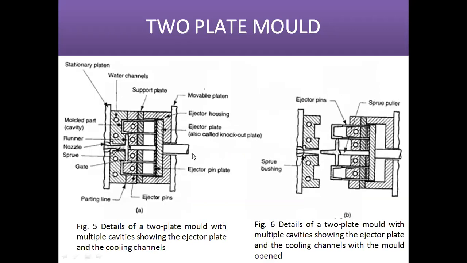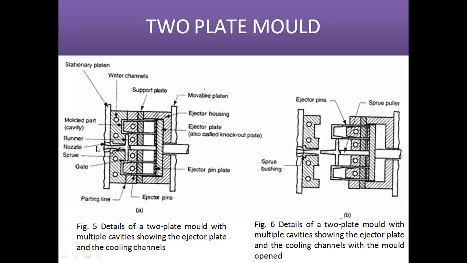In this two plate mold, you can see this is the stationary platen, this is the movable platen. Here this is the ejector housing, this is the ejector plate, this one is the ejector pin plate, and these are called ejector pins. All these four are called ejector pins.